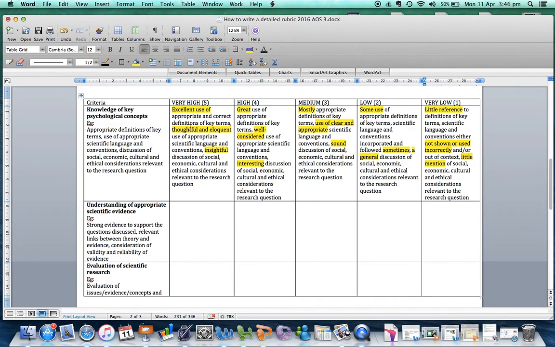If they've shown excellent use of appropriate definitions of key terms, we might underline this whole area. And then if it was not insightful but it was still an interesting discussion, we might underline this area and circle half and half, and they get a 4.5 for that criteria.